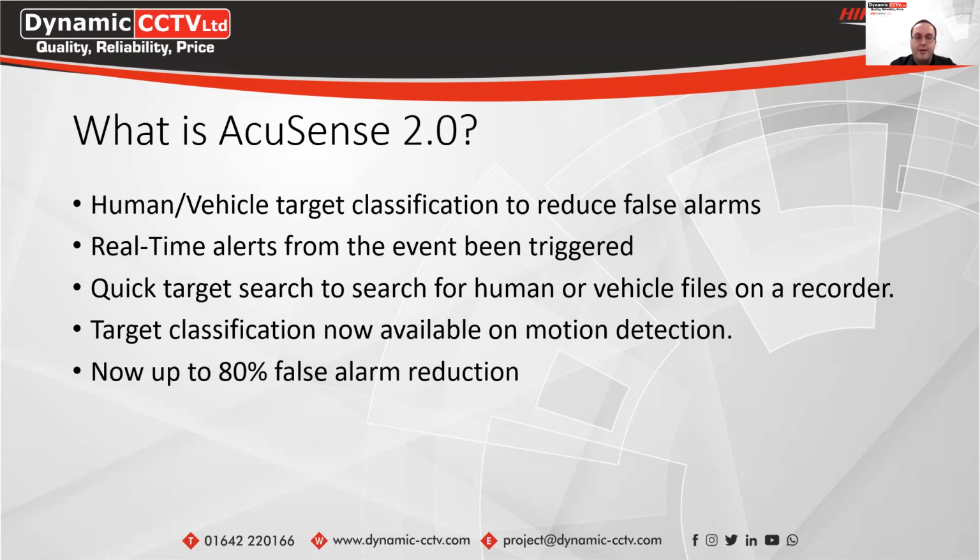And the new algorithm is now up to 80% accurate with the false alarm reduction. The original Acusense only worked at around 70%, so the new one is working at around 80% accuracy as an average.